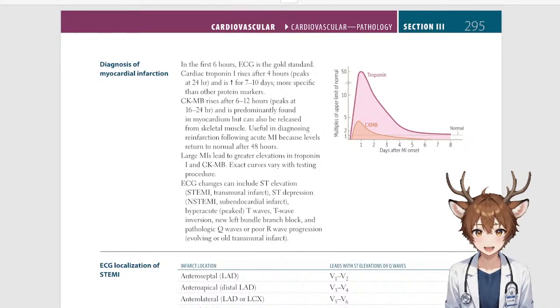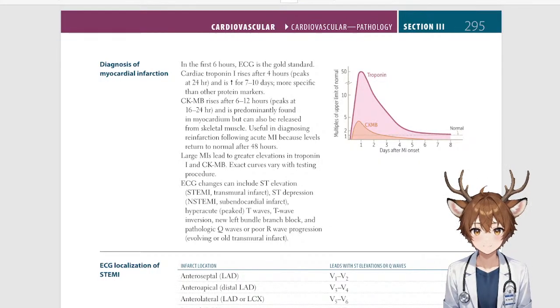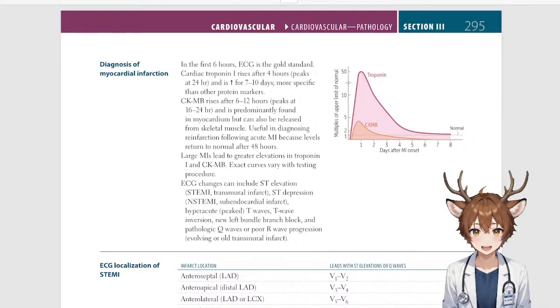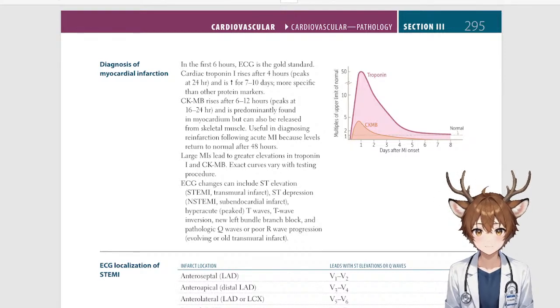CKMB increases after 6 to 12 hours, peaks at 16 to 24 hours, and is predominantly found in myocardium, but can also be released from skeletal muscle. Useful in diagnosing reinfarction following acute MI because the levels return to normal after 48 hours.